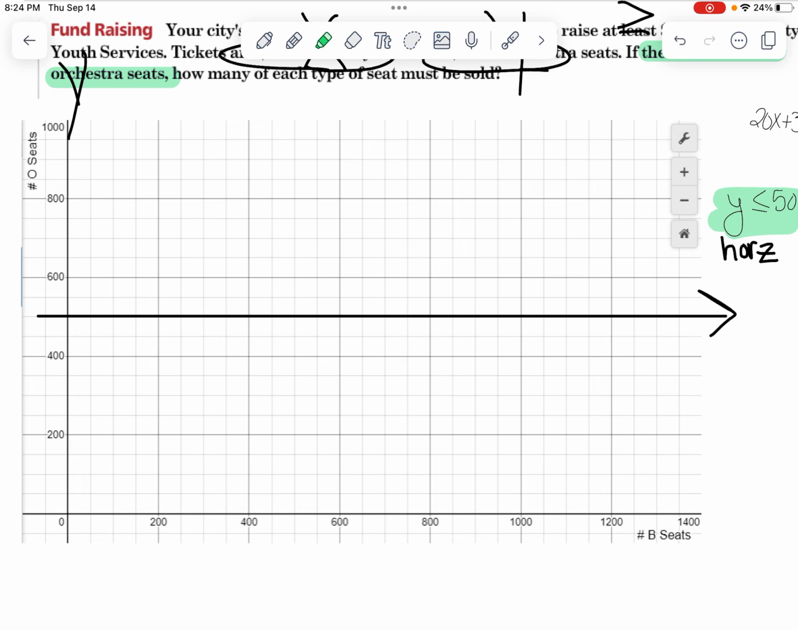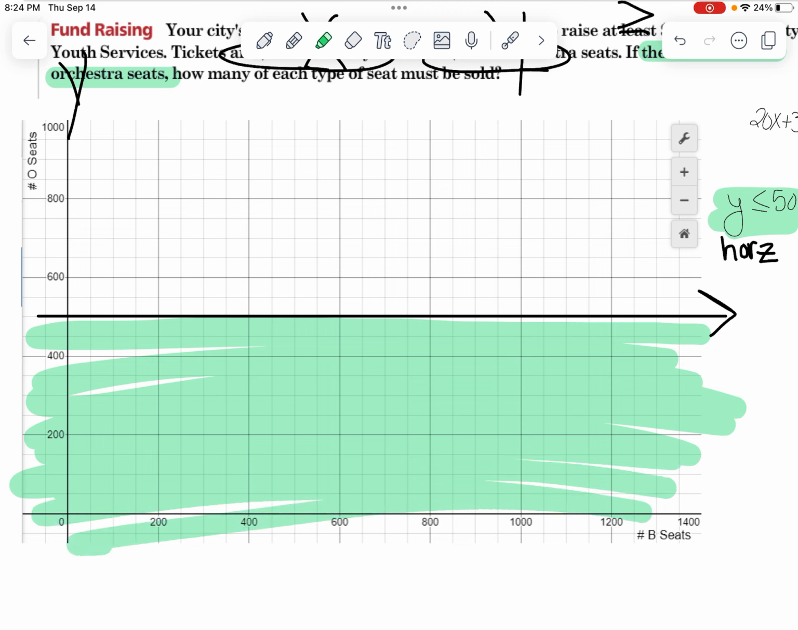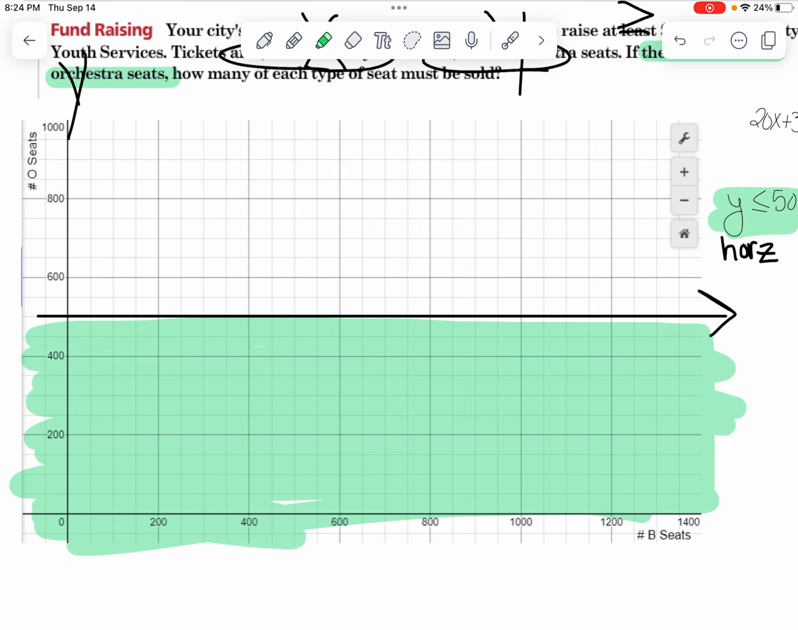And because it says less than or equal to, it's everything underneath of it. So that was the first one. I thought that would be the easiest one to graph, the horizontal line. And now it's a horizontal line because there's no x. We talked about that in the last chapter.